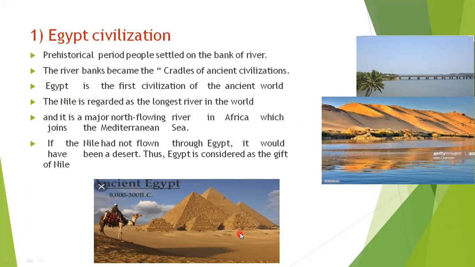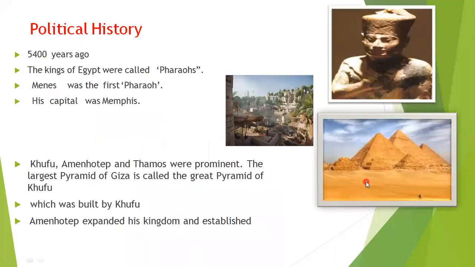So that's why the Egyptians considered the Nile River the gift of Egypt. Egypt is the gift of the Nile River. Okay, children, which is the gift of Egypt? That is the Nile River. Nile River is the gift of Egypt people.